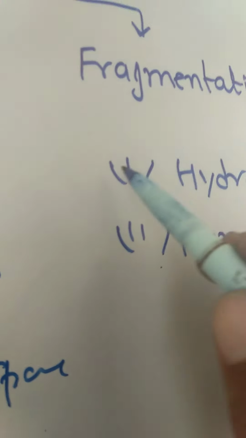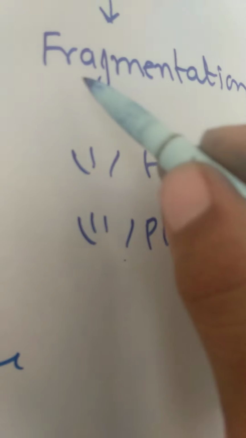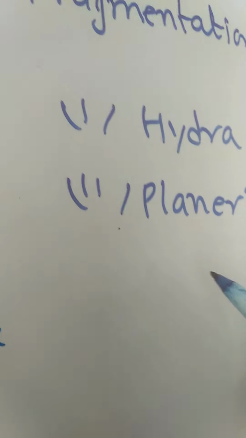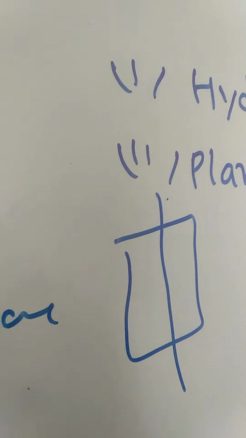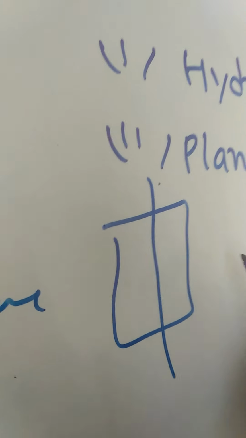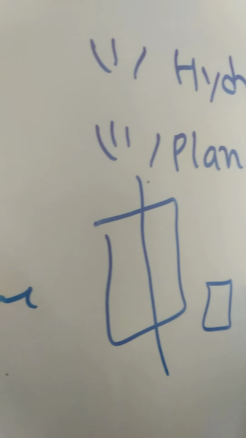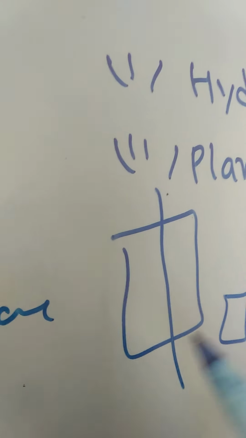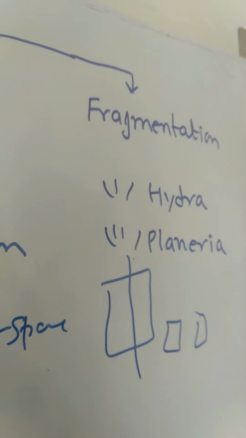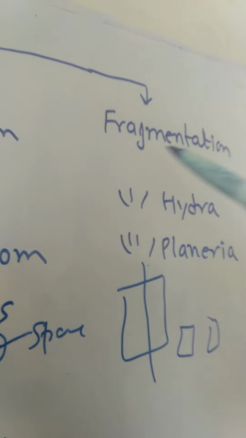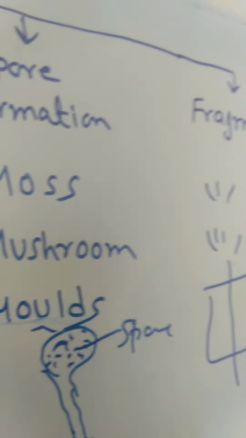The last one is fragmentation. What is fragmentation? Fragment means breakdown. Hydra and planaria are the species. This is the body of, suppose, a hydra; it will break into two and these two organisms again develop into new organisms. Any part of a hydra or planaria breaks into two and grows into a new organism. This is the unique character of hydra and planaria by the process of fragmentation.